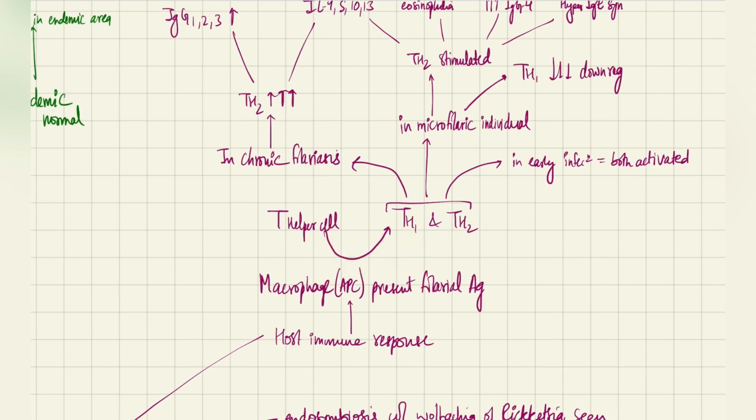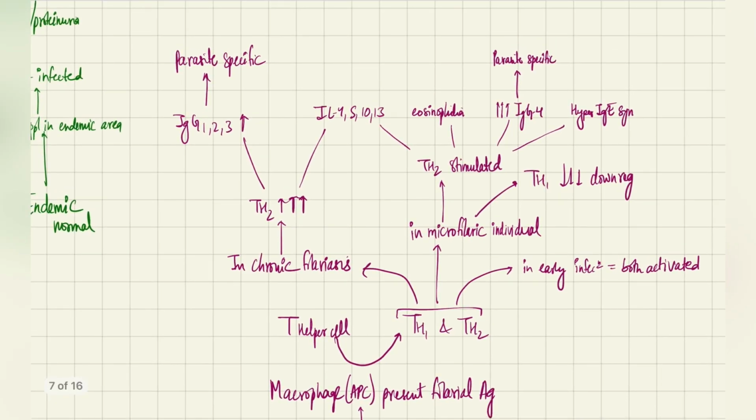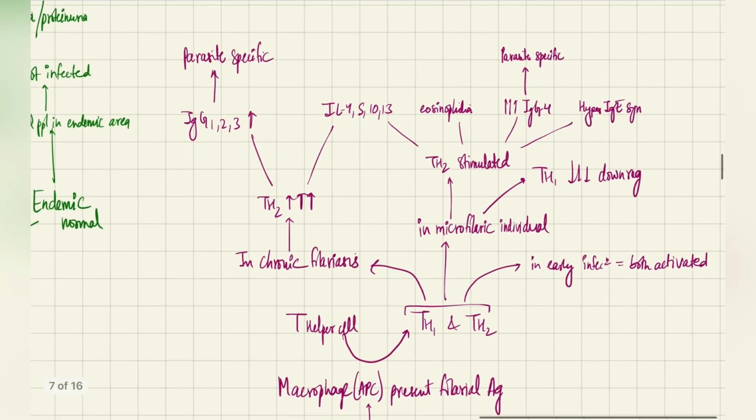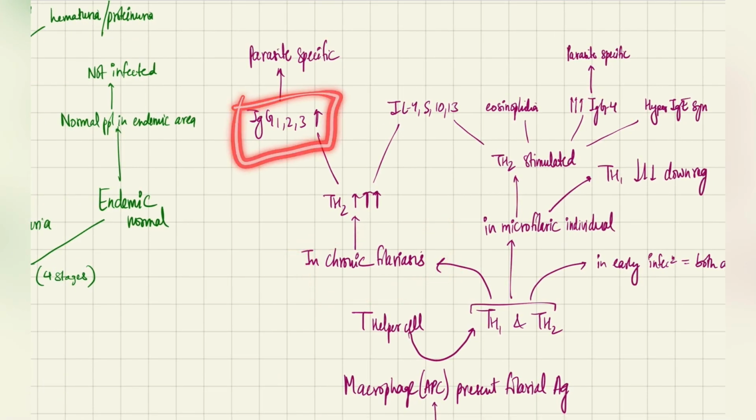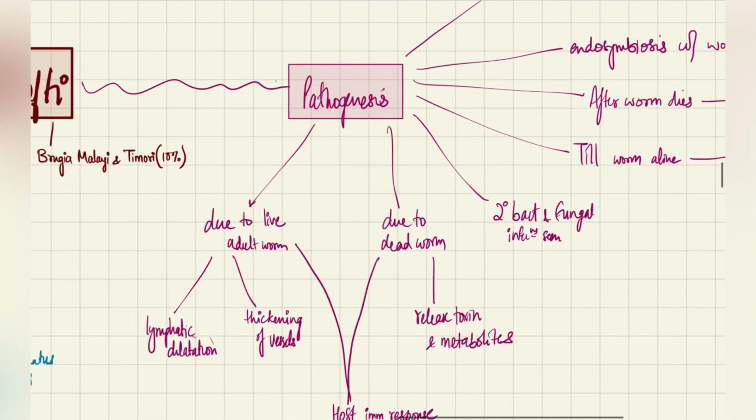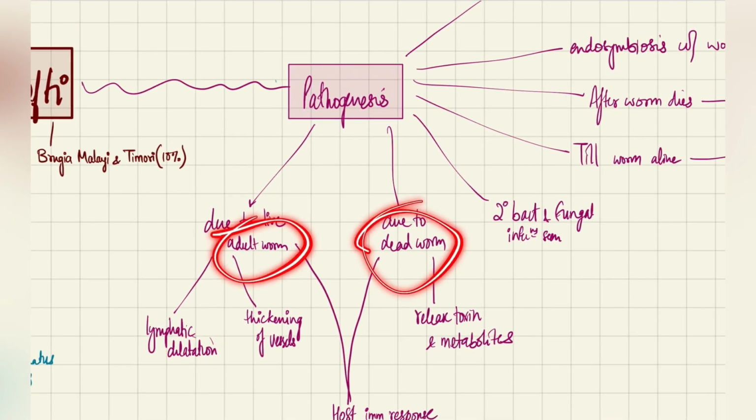And this Th1 and Th2 are basically, the Th2 is stimulated, which causes hyper IgE syndrome, IgG4 increase, eosinophilia, and IL4, 5, 10, 13 increase, mainly in acute filariasis. While in chronic filariasis, IgG1, 2 and 3 are also increased. Okay, and remember the adult worm and dead worm causing different pathogenesis.